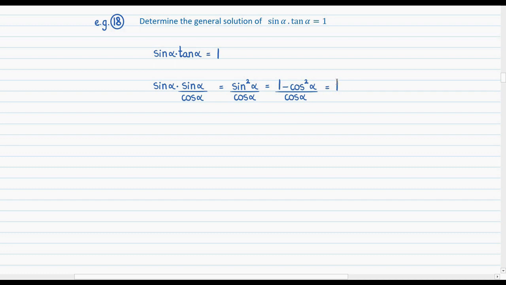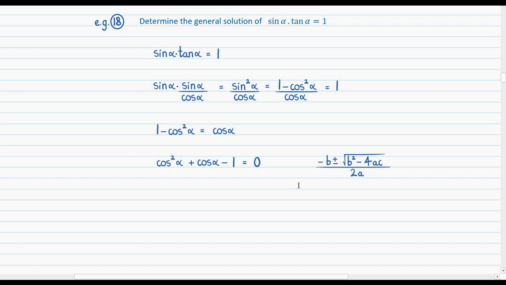Then you can multiply this across, giving 1 minus cos squared alpha is equal to cos alpha. And if you bring everything to one side, you get cos squared alpha plus cos alpha minus 1 is equal to 0. So that's interesting. If you think of cos alpha as something like x, this basically represents a quadratic equation, of the form x squared plus x minus 1 is equal to 0. And we can solve this using the quadratic formula, which is minus b plus or minus square root of b squared minus 4ac over 2a.